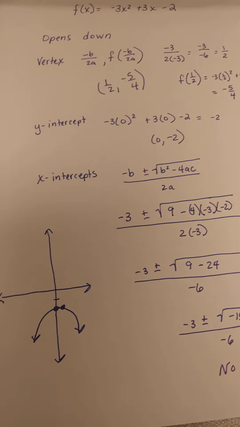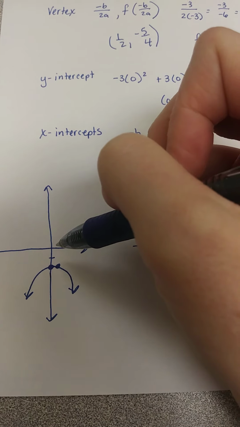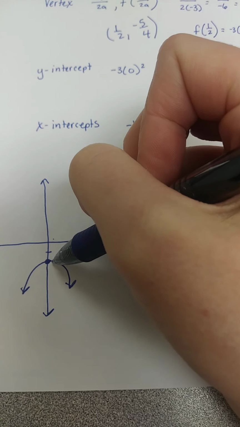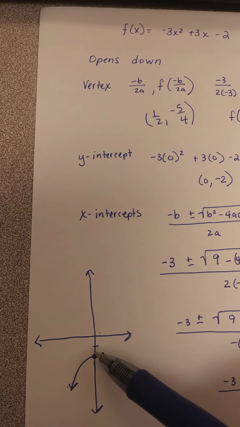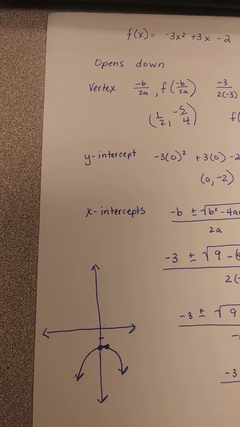Now, if we look at all the information we got and we sketch a graph, its vertex was (1/2, negative 5/4). Okay, that's kind of hard to see, but over 1/2 down 5/4 is somewhere about here. And it opens down. Well, that explains why it doesn't have any x-intercepts, because it starts right here and it points down. So, of course, it does not cross the x-axis, and that answer makes sense. Its y-intercept is where it crosses the y-axis at (0, negative 2). Again, that makes sense because it should be right there near the vertex.